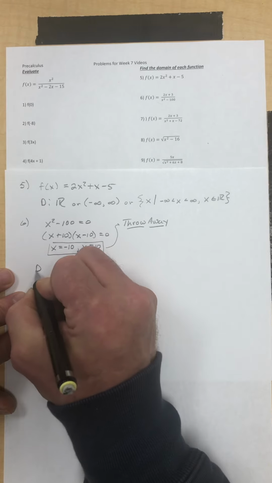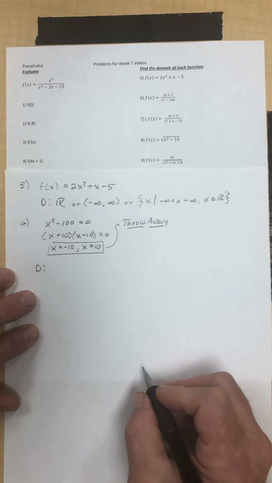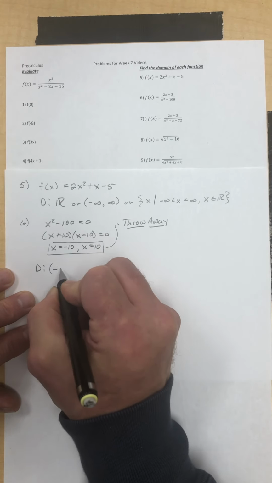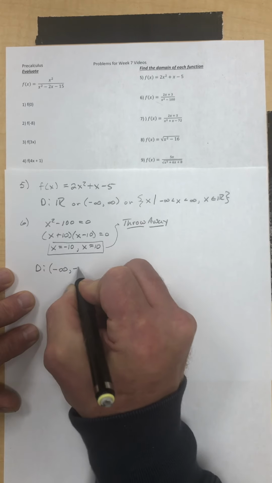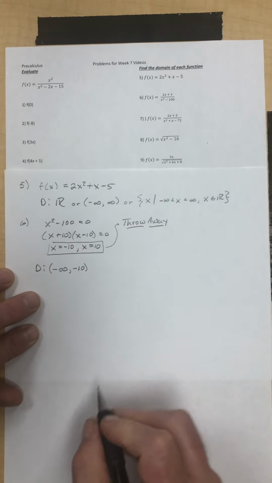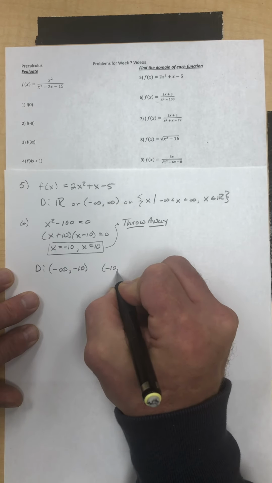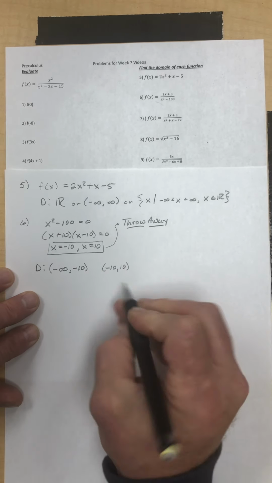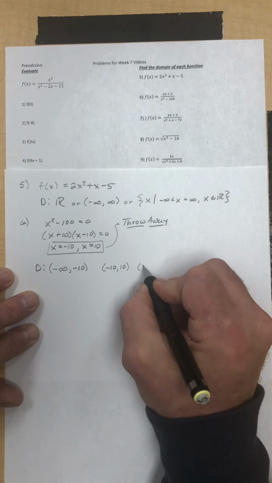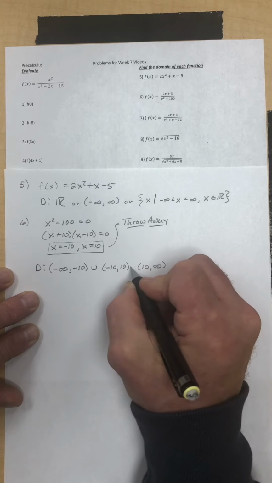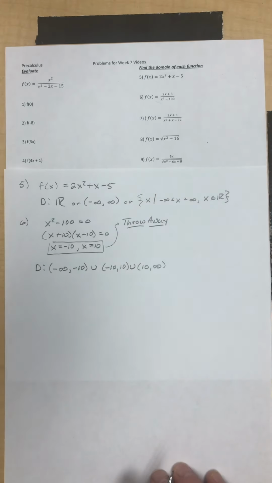So our domain, let's see. We could say interval notation. I could go negative infinity up to negative 10, and obviously I don't want to include negative 10. Then I could go negative 10 to positive 10, and I don't want to include 10, and then I would go 10 to infinity, and then we just union all these guys, like that. So that's one way to do it in interval notation.